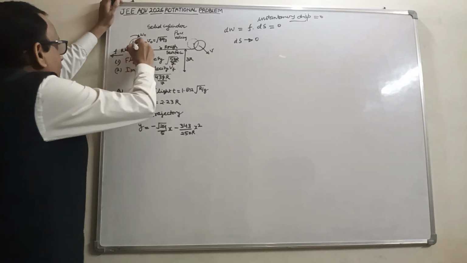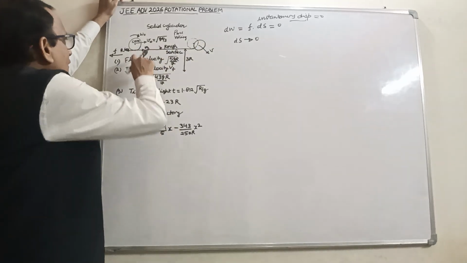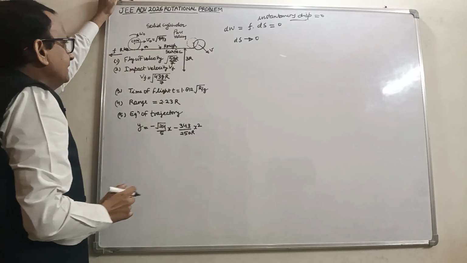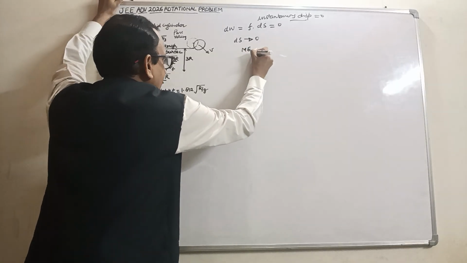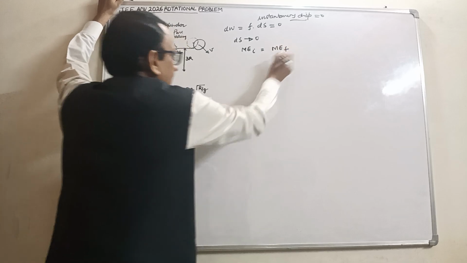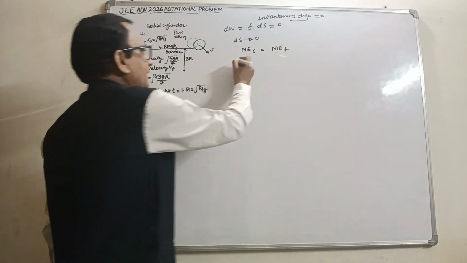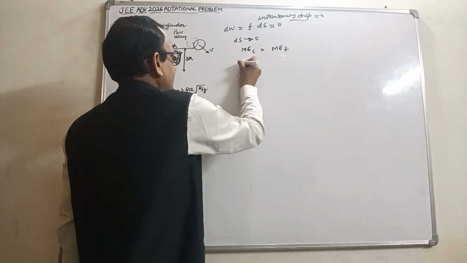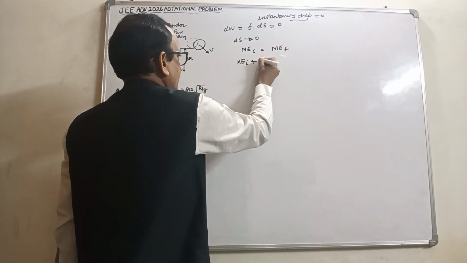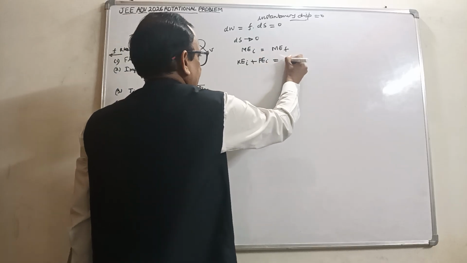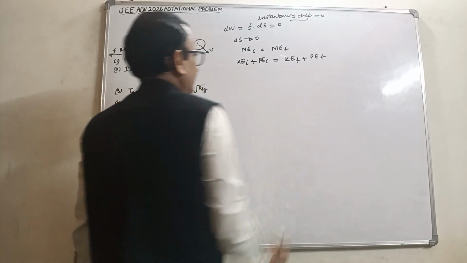So we apply here, from this point to this point, on this horizontal surface, the table, the energy conservation. What is the energy conservation? Mechanical energy initial would equal mechanical energy final. Mechanical energy initial is the kinetic energy of the cylinder plus the potential energy of the cylinder, and the final is the kinetic energy of the cylinder final plus the potential energy of the cylinder final.